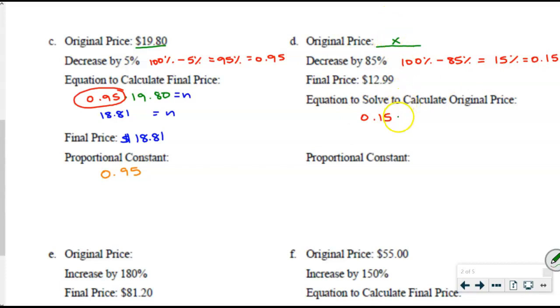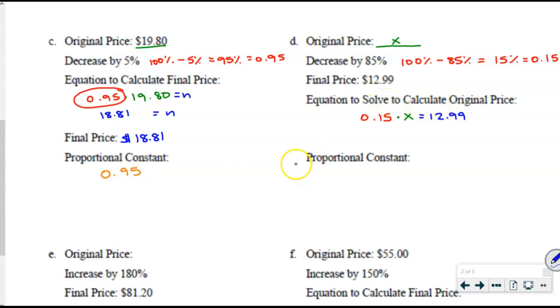No. So I multiply it by my variable x. When I do that, I know I'm going to get the new or the final price. What is that new or final price? We know it this time. That's $12.99. This is our equation. Notice there was a difference in words here. C, it was, what is the equation to calculate the final price? D, I'm asking, what is the equation that we need to solve in order to calculate the original price?